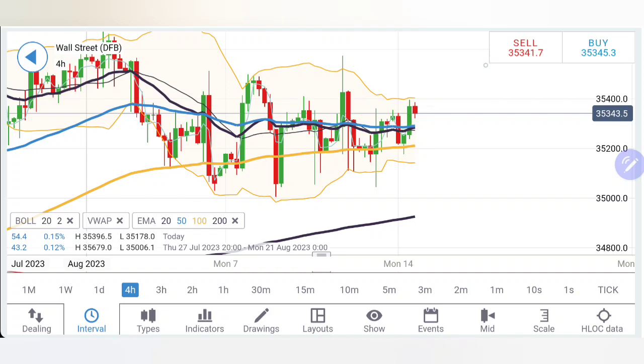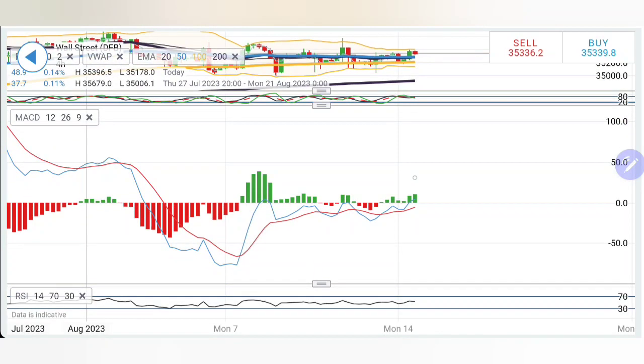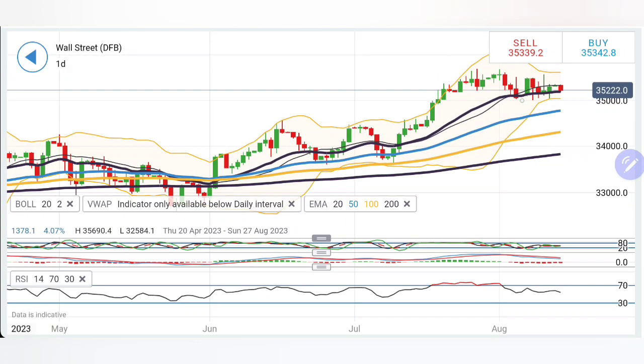Coming to 4 hours, similar observation here, nothing different. We can still expect higher highs, higher lows. So yes, this is the zone where we need to focus. Stochastic again trying to look upwards. MACD is slightly bullish, trying to trade with divergence. RSI is flat. Coming to the daily.